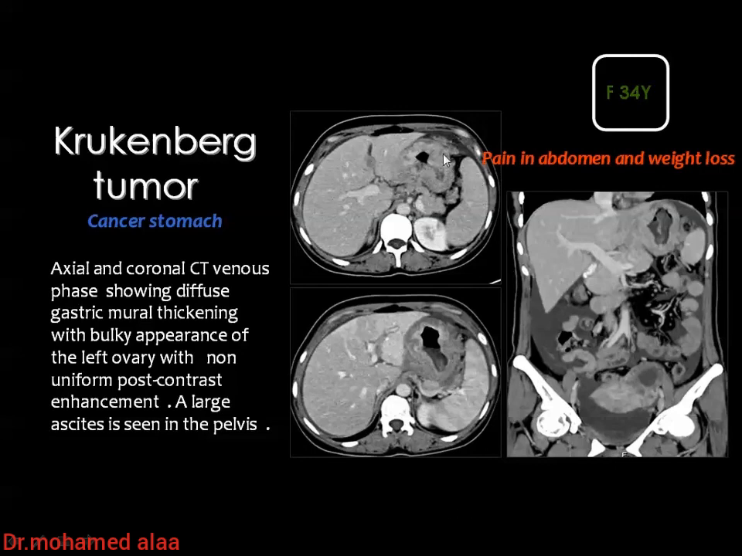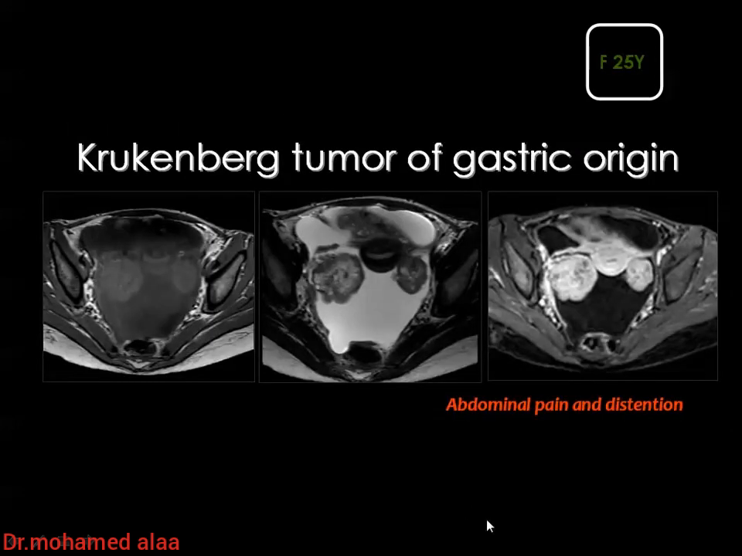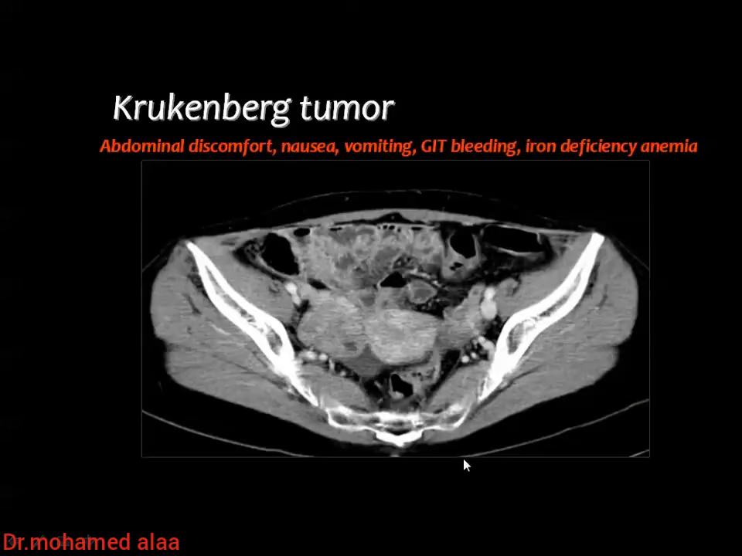And here you see a diffuse, significant gastric mural thickening and an ovarian lesion, which should represent a Krukenberg tumor. And this is MRI T1, T2, and T1 with contrast and fat suppression. You can see bilateral ovarian masses that are more or less solid. They enhance strongly after injection of contrast, diagnostic of Krukenberg tumor in a patient with gastric carcinoma. And this is also a Krukenberg tumor, bilateral solid masses in the ovaries.